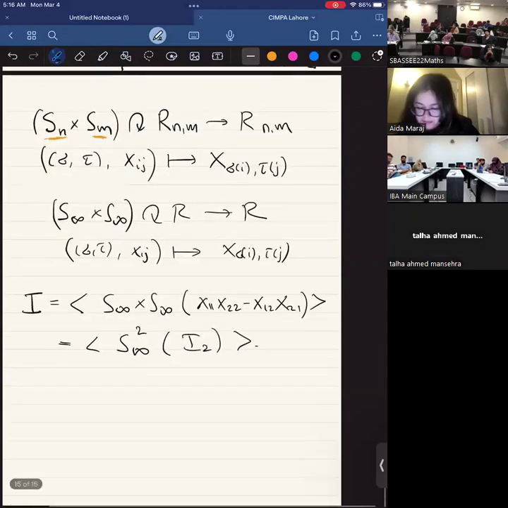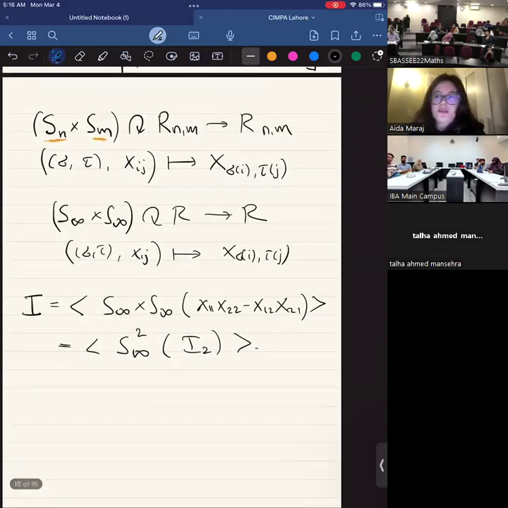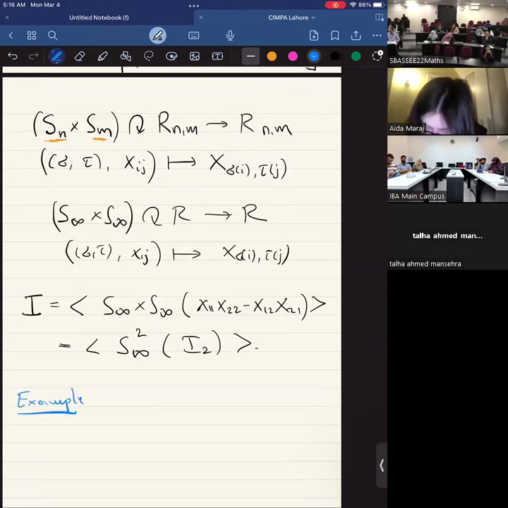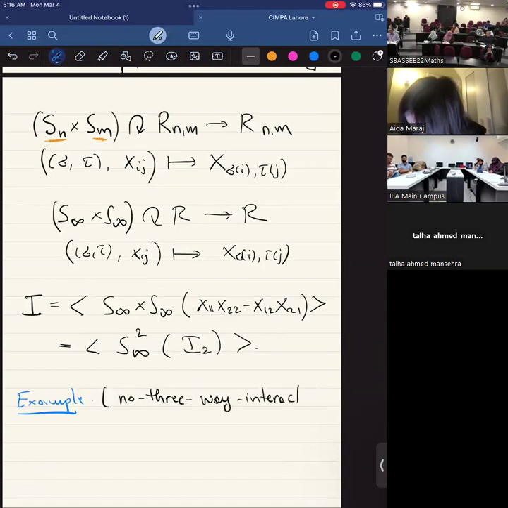And now, where do things break? So I'm going to give the example. This example is also called the no three-way interaction model. And later I'm going to explain why this name.